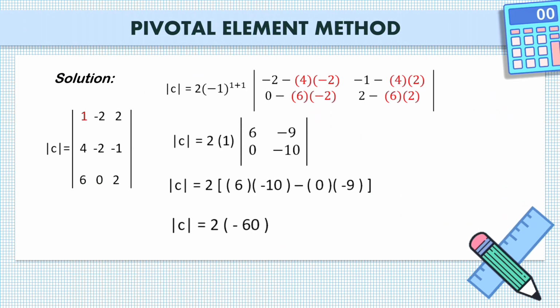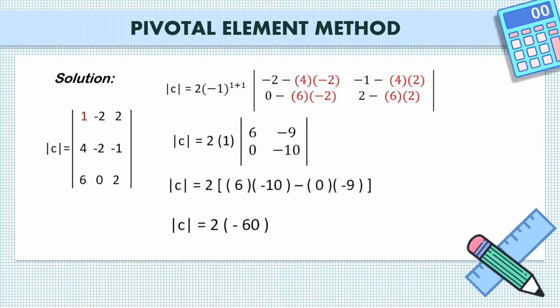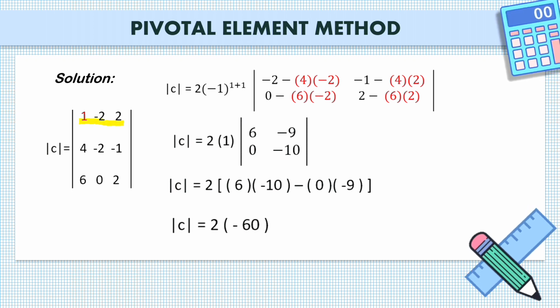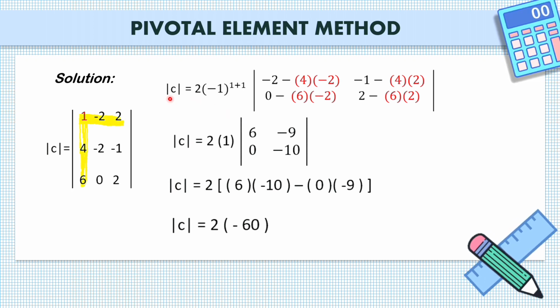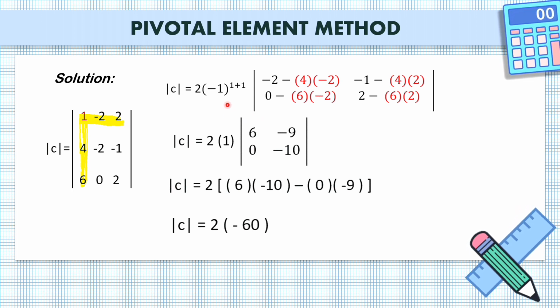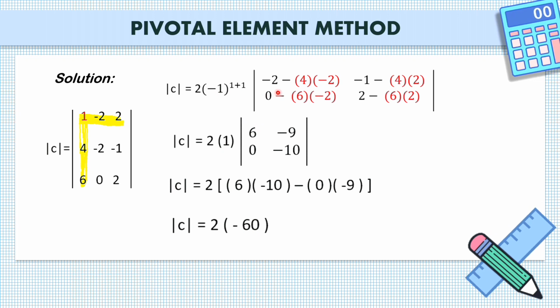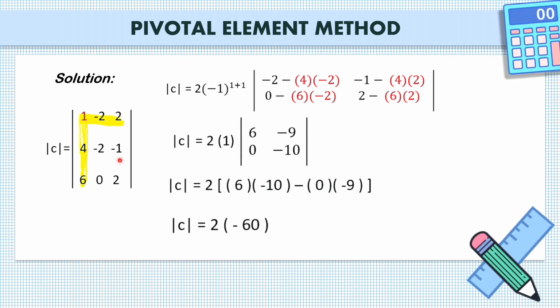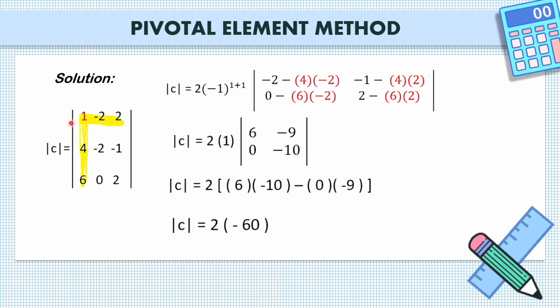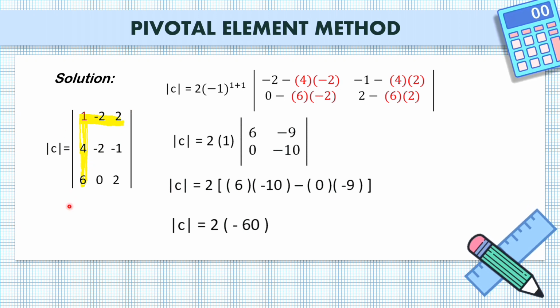And now that we have our pivotal element, we will now cross out or highlight our pivotal row and column. We will still use our common sign na -1 raised to i plus j. Ang ating i plus j ay nanggaling sa first row and first column. That's why naging 1 plus 1 yan. And if you will think, saan nanggaling ang -2, 0, -1, and 2? Galing ito sa mga remaining entry na hindi naka-highlight, which is isasubtract natin ang mga to sa magiging product ng ating pivotal row and column.